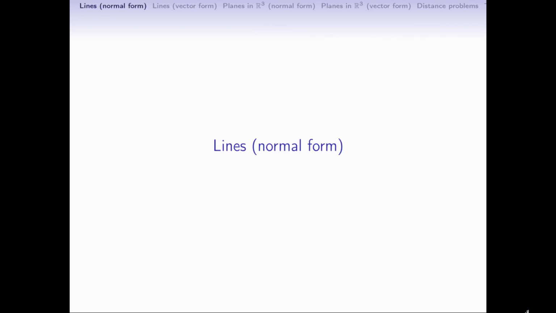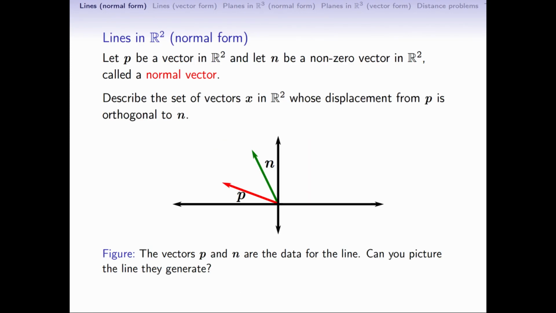So let's begin with lines, normal form. Now when we think of a line in normal form, we're thinking of a line that's being generated by 2 pieces of data. Let's look at this. Let P be a vector in R2. So P is a vector on the plane. I've got one pictured here below. This is the red vector here. And let N be a non-zero vector in R2 called a normal vector.